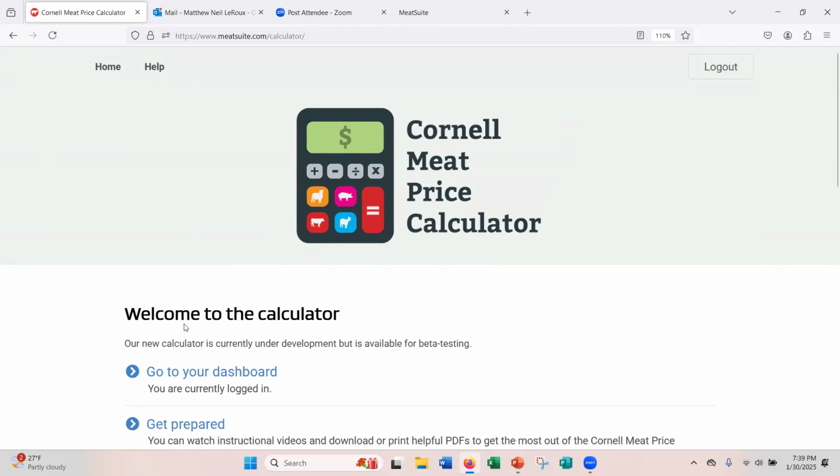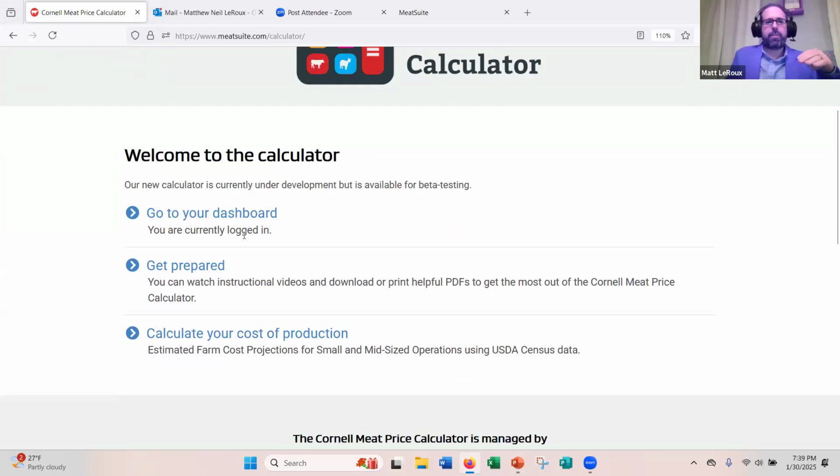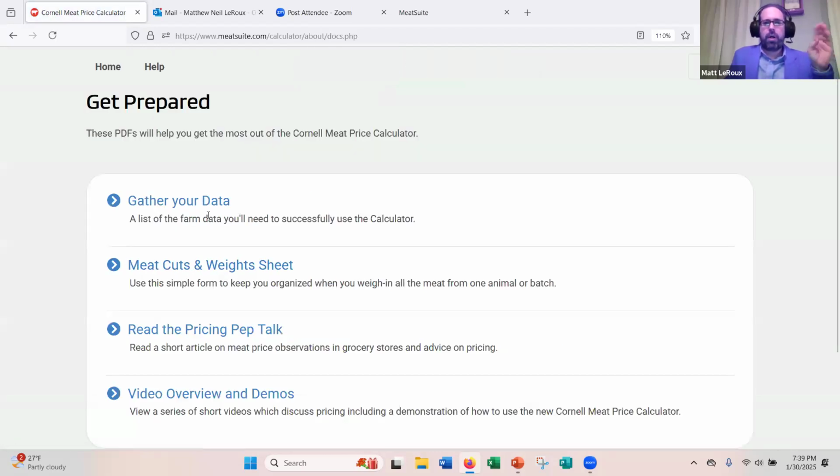Thank you. So you can come here and you can set up an account. I'm already logged into my account, but anyone is welcome to create an account here. It's free. It's a Cornell University resource. This Get Prepared tab will give you a list of what data you need to gather so that when you get on the tool, you already have it all.